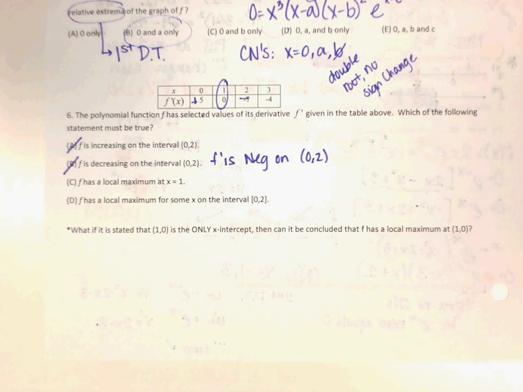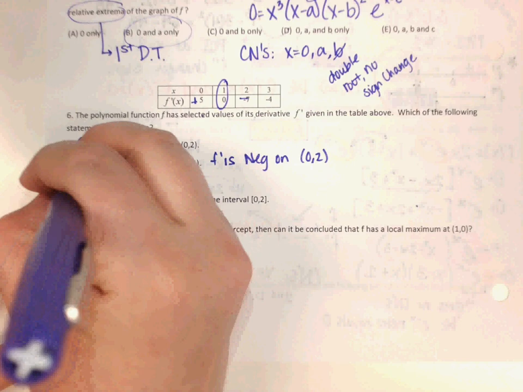Okay, now look at C and D. This is like an AP question. So C says the local max is at 1. Now, is that probably true? Yes. However, this is actually the incorrect answer. So listen carefully. I'm going to explain to you why.